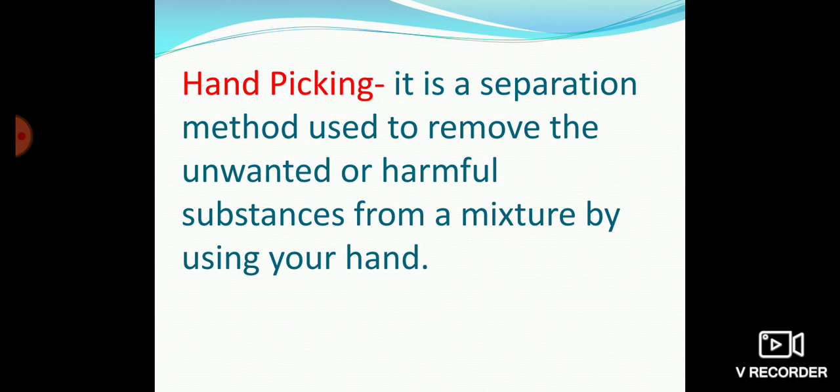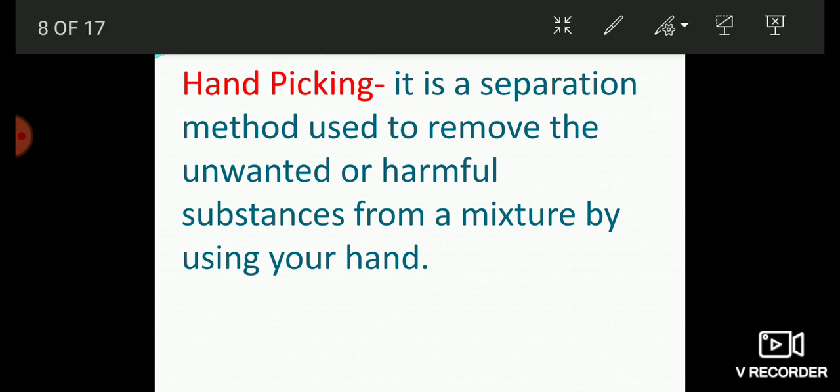Now answer this question. Can hand picking be used to separate all substances from a mixture? Can you separate a salt and sugar mixture by using the hand picking method? The answer is obviously no. You will not be able to separate salt and sugar by hand picking. Why? Because the two components that are mixed here are very small in size, and it is practically impossible to separate them by hands.